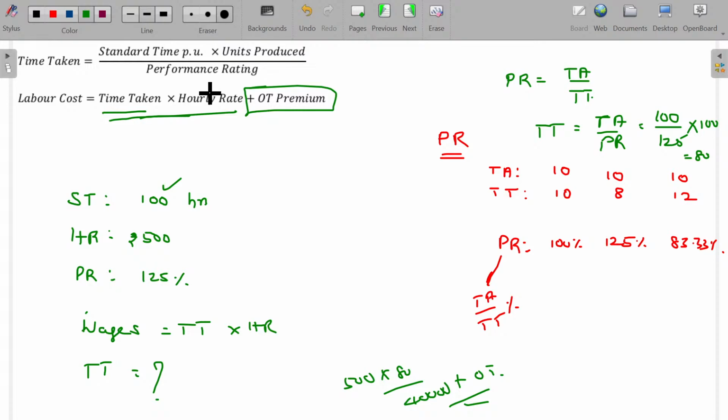Especially for the labor cost calculation, you have to understand how to apply the performance rating here. So I have given the format here. Performance rating is equivalent to time allowed by time taken. That point is very, very important.